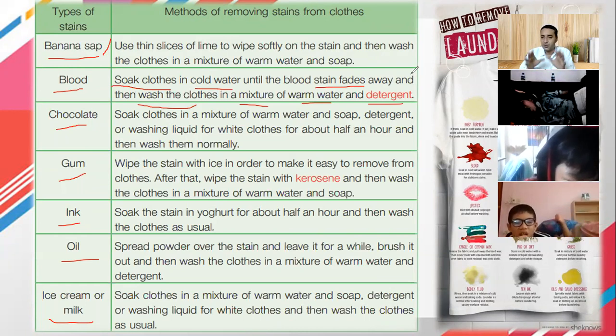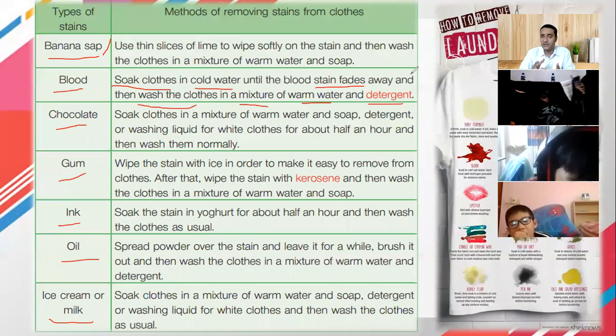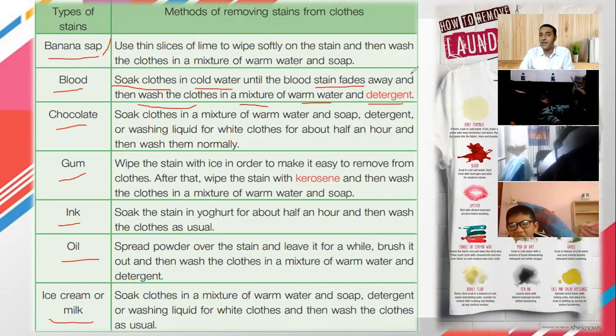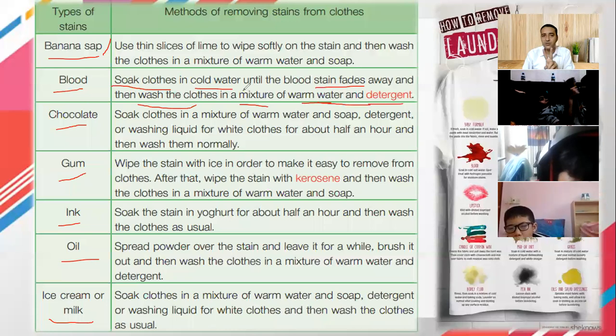First of all, we soak the clothes in cold water until the blood stain fades away. Then we have to wash the clothes in a mixture of warm water and detergent. If we use the second step, warm water and detergent, it will help to remove the blood stains. So there are 2 steps we are going to follow here.